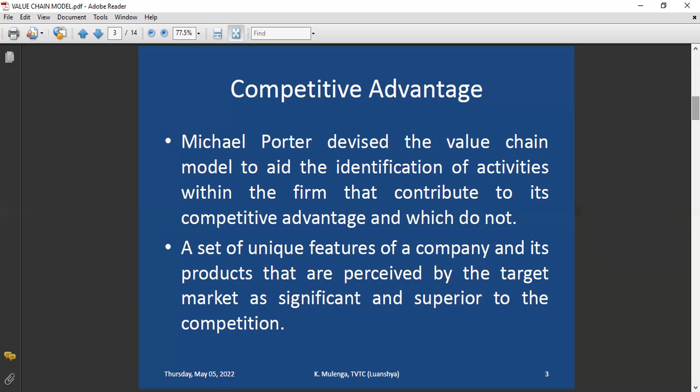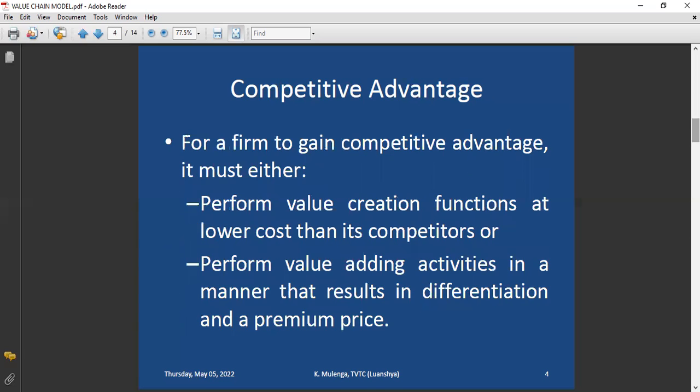Competitive advantage is a set of unique features of a firm and its products that are perceived by the target market as significant and superior to competition. Competitive advantage can be high quality of the product, superior technology that a company has, or skilled manpower that a company has. For a firm to gain competitive advantage, it must either perform value creation functions at a lower cost than its competitors, or perform value-adding activities in a manner that results in differentiation and a premium price.